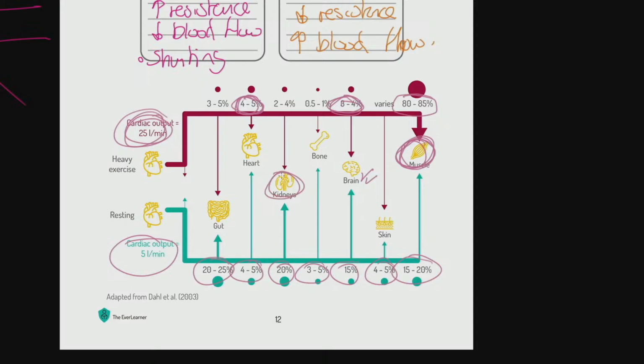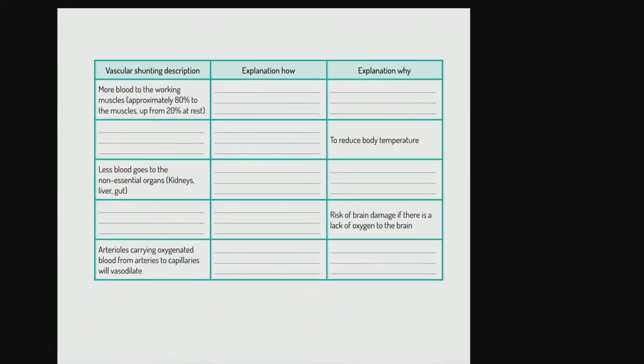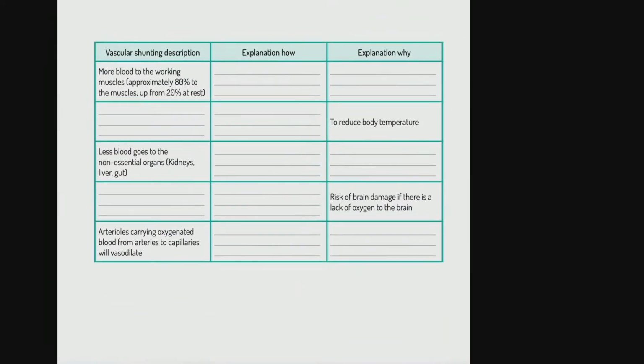It's processing less blood. Now the skin's an interesting one. We say it varies because sometimes the skin, of course, can be used for cooling. We can vasodilate blood vessels leading to the skin and therefore pass blood past the skin in order for it to be cooled. Okay, very quick finish on this because I think we're over time for the first section, but this is what I want to say. More blood to the working muscles, approximately 80% to the muscles, up from 20%.